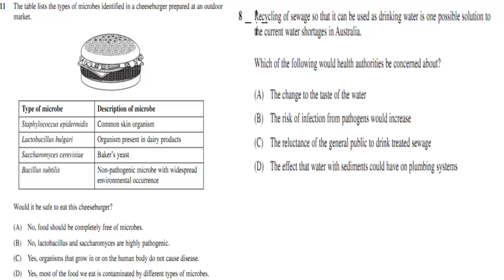And question 8, recycling of sewage so that it can be used as drinking water is one possible solution to the current shortage in Australia. Which of the following would health authorities be concerned about? A, the change to the taste of water. B, the risk of infection from pathogens will increase. C, the reluctance of the general public to drink sewage water. D, the effect the water with sediments could have on the plumbing system. So when you're finished reading the questions, pause the video, attempt the question and press play when you're ready.